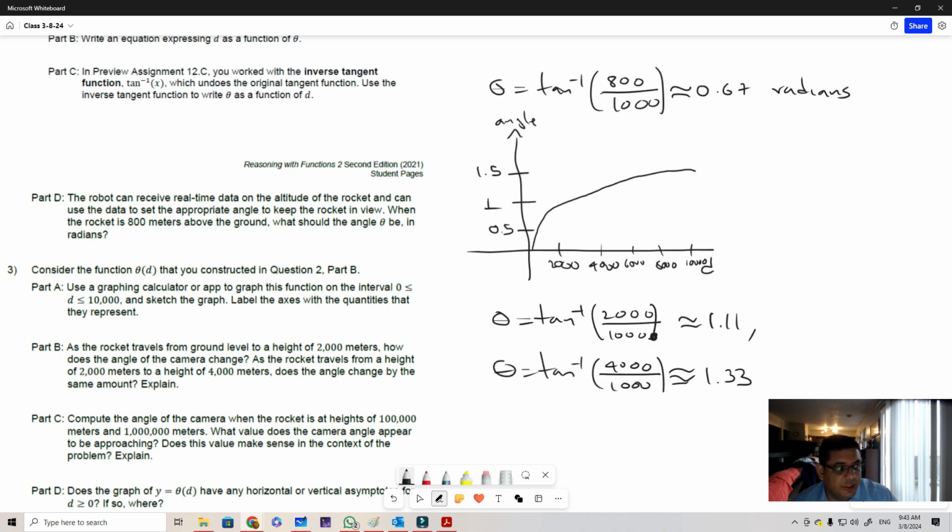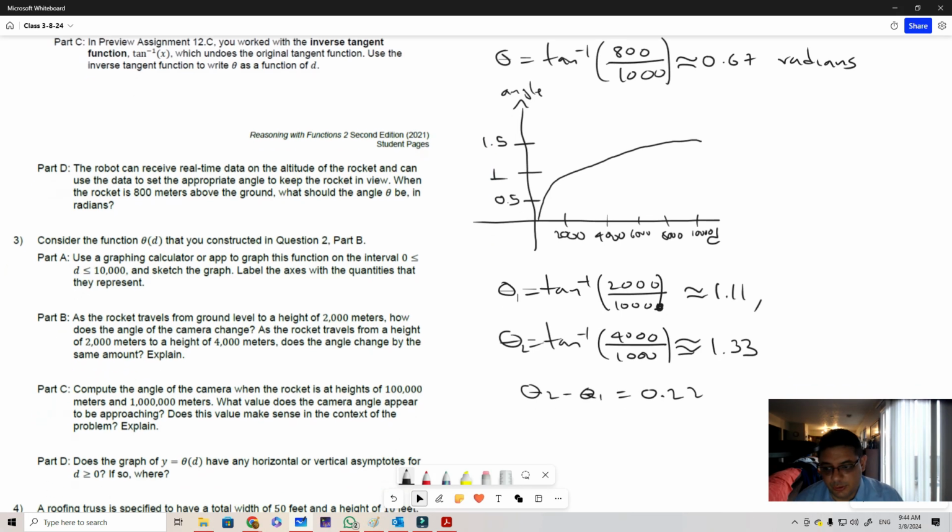Now, because we want to check the difference, then we do the difference between those two. We can call this theta 1 and theta 2, and the difference between theta 2 and theta 1 is just going to be approximately 0.22 radians. So you can say that the change on this amount is being 0.22 radians.